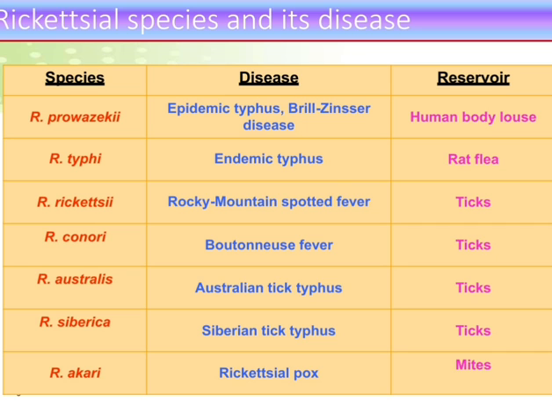This shows the rickettsial species and their diseases. These are the different types of rickettsial species identified, their diseases and the major reservoirs or vectors of the species.